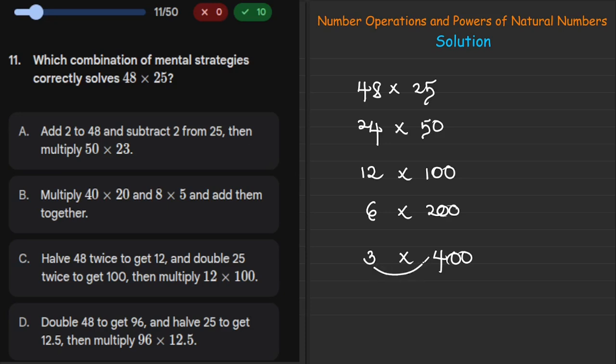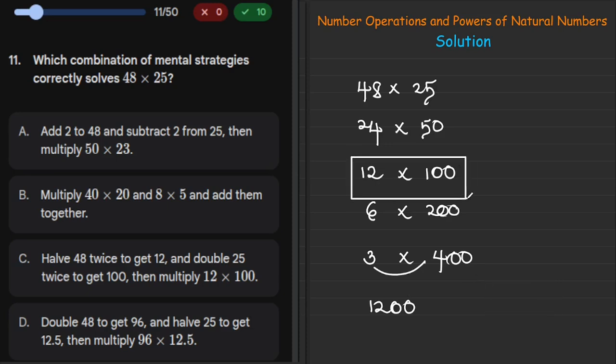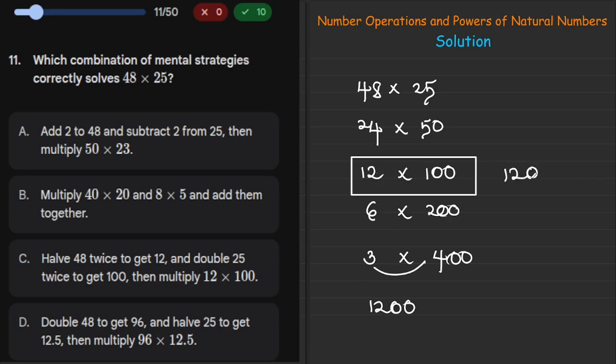It is at this stage that we just multiply 12 by 100, giving us a 12, and then with these annexing zeros, we write them attached to it. So it is obvious halving and doubling is the best method we can use. C here says we halve 48 twice to get 12 and double 25 twice to get 100. So for this example, it actually ends over here, because multiplying 12 by 100 is easy. You can just do it very simply. So 12 times 1 gives us the 12, and then we have the 0, 0.